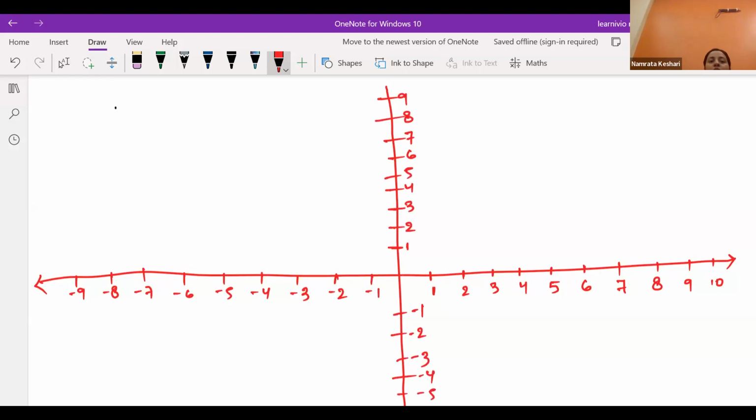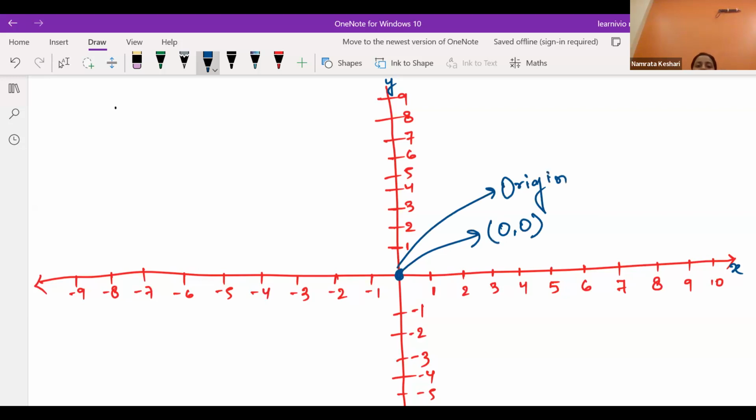Now one more thing, since you have placed 0 on 0 while placing your x-axis and your y-axis, the x-axis 0 and the y-axis 0 are overlapping with each other. So the coordinate of this point will be 0, 0. And this point also has one name, that is origin. We will call it origin. The coordinate of origin is 0, 0. Are you getting it?